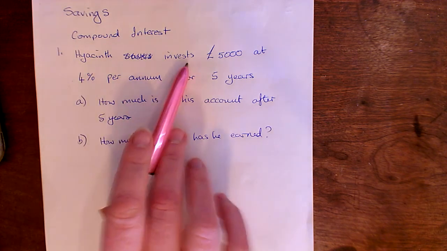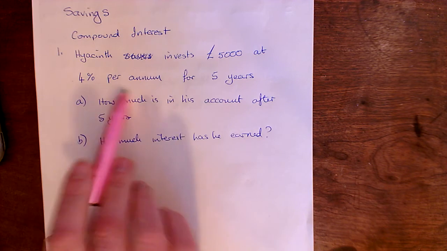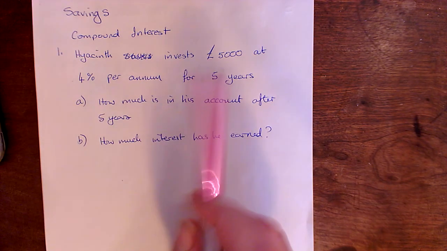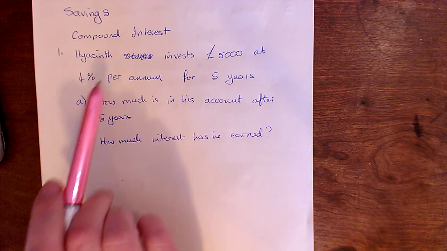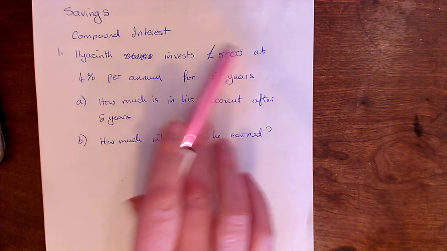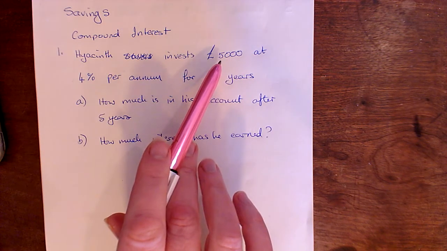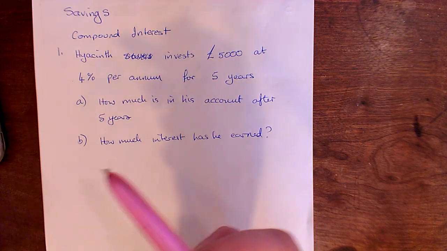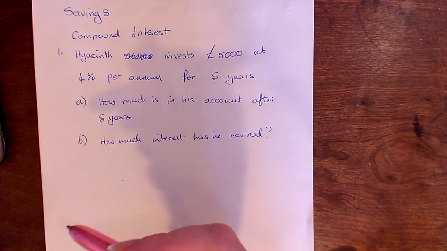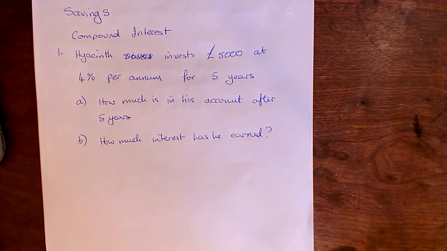So Hyacinth invests £5,000 at 4% per annum for 5 years. Per annum means each year. So in the first year you get 4% added on to your £5,000. That gives you a new total. And then the next year you find 4% of that new total and add that on. And then the next year you find 4% of the new total and add it on, and so on. You can do it like that, but it is extremely boring.